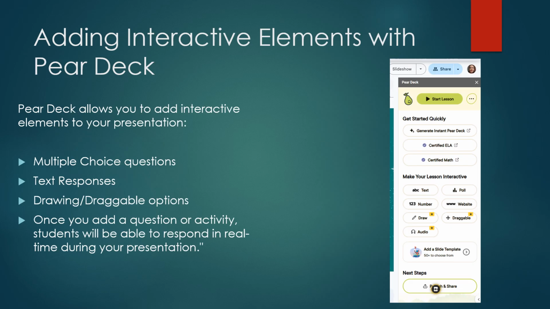Now let's add some interactive elements to your presentation. In the Pear Deck slide bar, you'll see various options such as multiple choice, text response, drawing, and draggable. Select the type of question or activity you want to add. For example, you can add a multiple choice question like, which of the following best describes the theme of The Great Gatsby? Customize your question and click Add to the slide to insert it into your presentation.